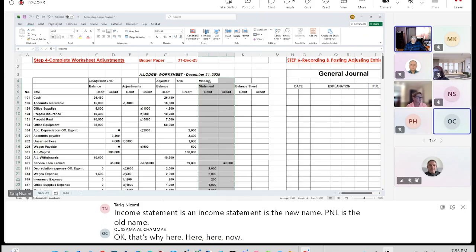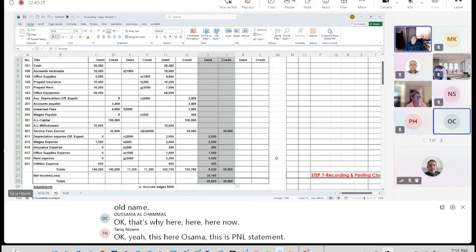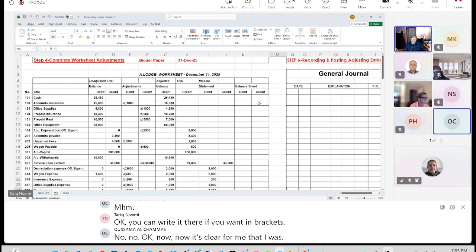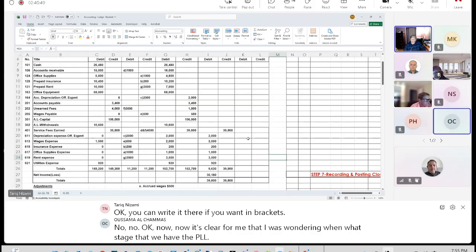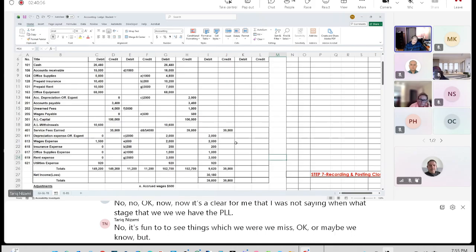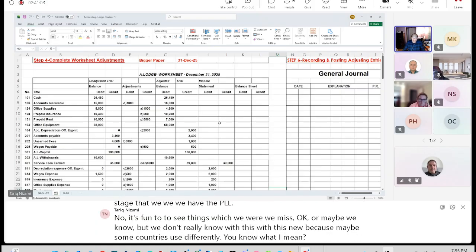Here, Osama, this is the P&L statement. You can write it there if you want, in brackets. Now it's clear for me. I was wondering at what stage we have the P&L. It's fun to see things which we miss, or maybe we know, but we don't know with these new names, because maybe some countries use them differently. You know what I mean? It was like 30 years ago.